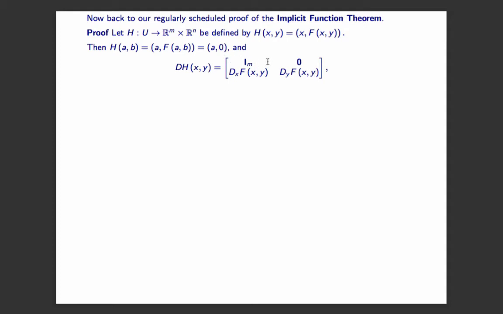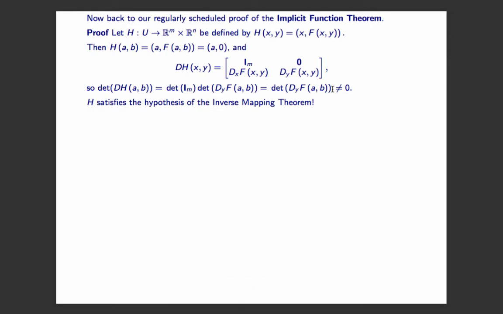Now, is this matrix invertible? When we're taking the determinant of a block matrix, we can actually do block arithmetic. I get the determinant of this 1,1 block times the determinant of the 2,2 block. The determinant of the identity is 1, so I just get the determinant of the derivative of F with respect to y evaluated at (a, b), which by assumption of the implicit function theorem is non-zero. That's one of the things we assumed in order to get into the setting of the theorem.